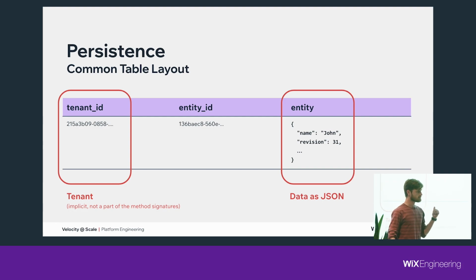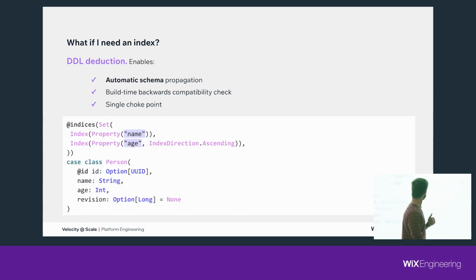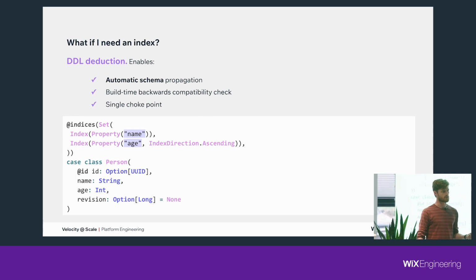But is it enough? No, right? Most probably I need some indices. I need to add indexes. How do I do it? I go back to our person class and I add annotations saying, okay, I need an index on the name, an index on the age in a static property. And from this definition, we know to create the schema statement.